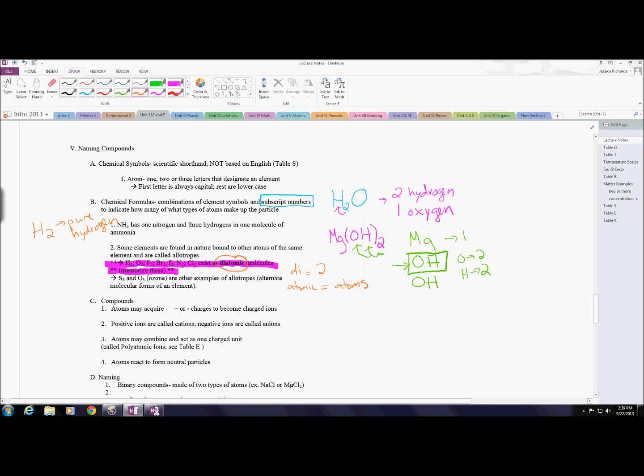If you have glucose, C6H12O6, you obviously don't have two hydrogens here, you have 12. If you have ammonia, NH3, you don't have two hydrogens here, you have 3. The only time that the hydrogen has to have the 2 for the subscript is when it's in its pure form. Same rule for oxygen, fluorine, bromine, iodine, nitrogen, and chlorine.